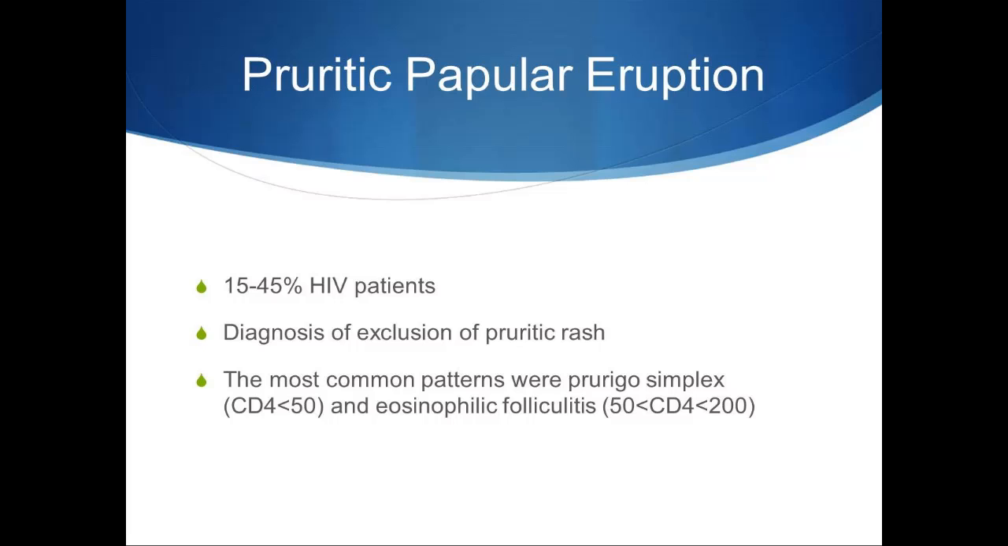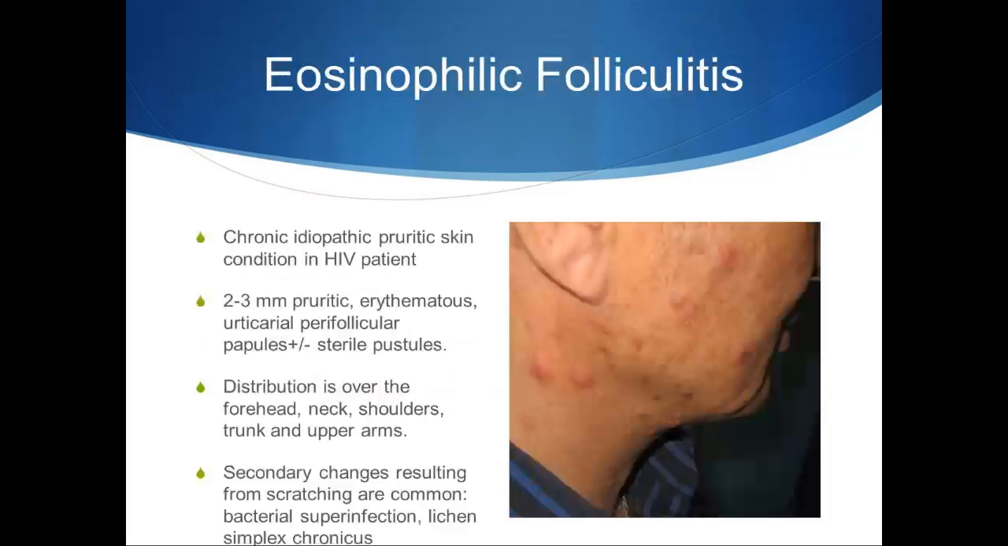We have the eosinophilic folliculitis, which is usually encountered when your CD4 is above 50, and it can also be part of immune reconstitution syndrome. And you have your prurigo simplex, which is usually encountered when your CD4 is less than 50. So this is the eosinophilic folliculitis. This is how it looks.